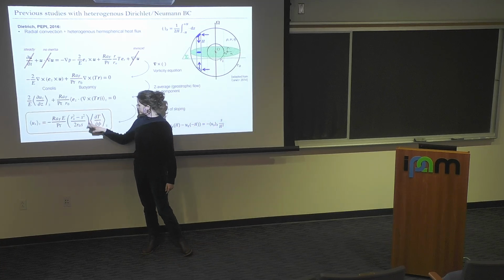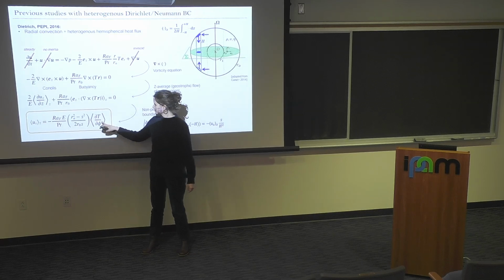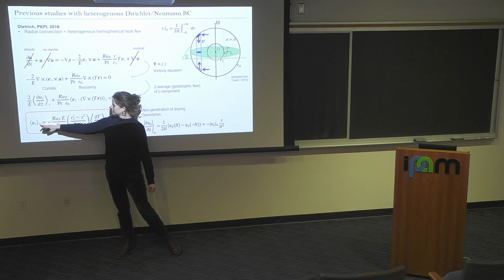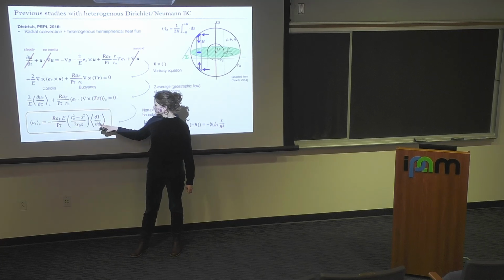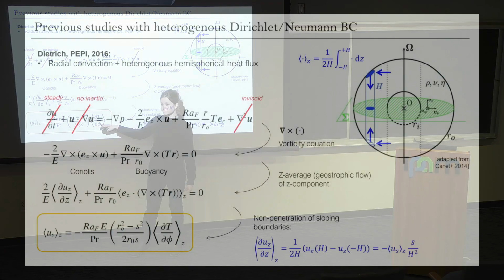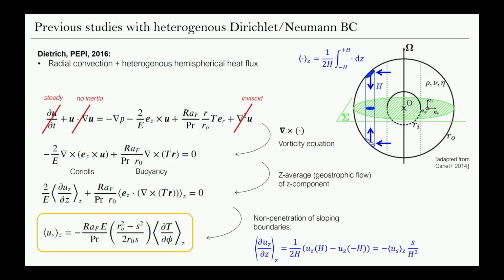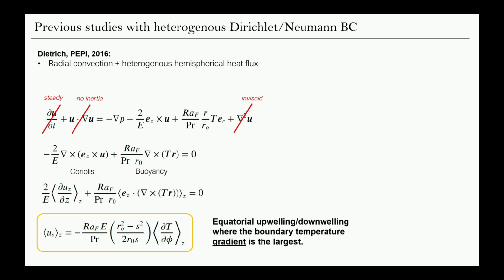And what you get is that it depends on dT/dφ, where φ is longitude. So this basically tells you that the radial geostrophic flow will be induced by variations of the temperature in longitude. Okay, so it's a thermal wind balance here. So equatorial upwelling and downwelling will occur where the boundary temperature gradient is the largest.